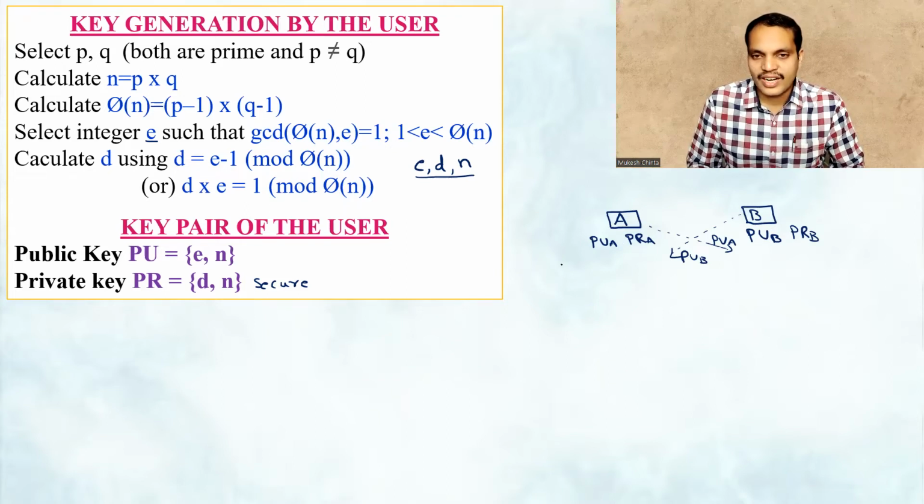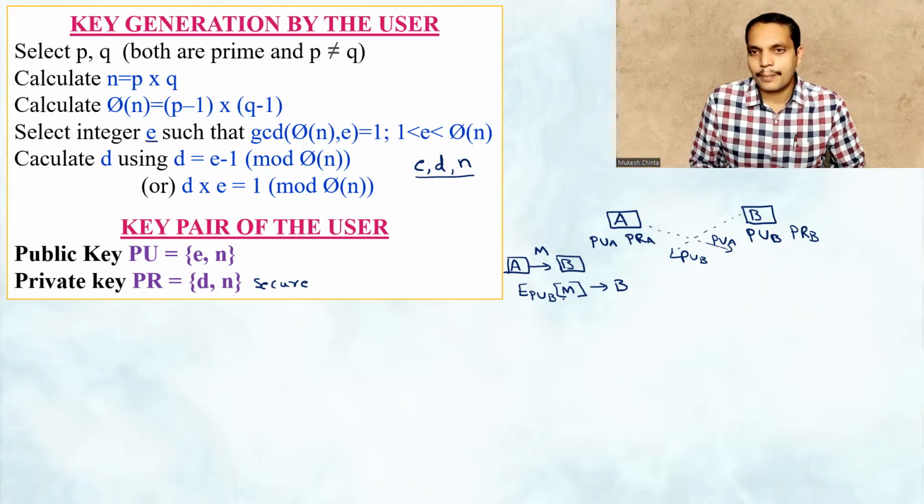Now, if A wants to communicate something to B, it has to encrypt that message. Let us assume that A wants to send a message M to B. In that case, this M will be encrypted using the public key of B. Understood? And this message will be sent to B. Because once it has been encrypted with the public key of B, it can only be decrypted with the private key of B.